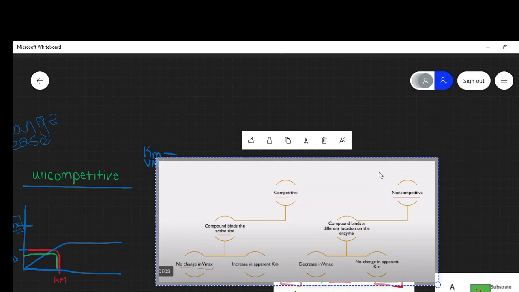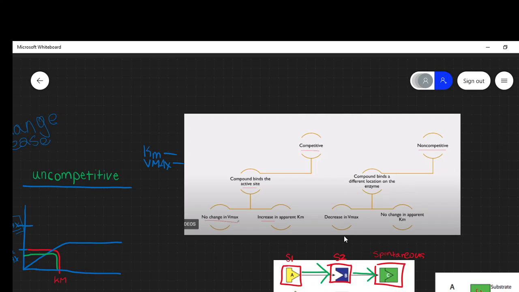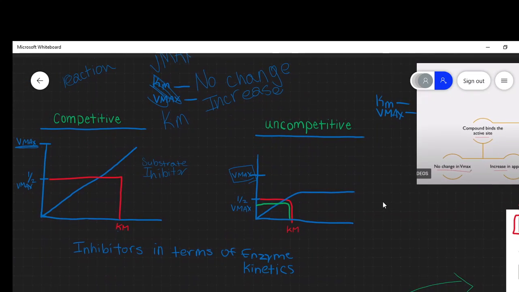But if you have non-competitive, where they're binding at different places, right, then there's a decrease in Vmax, because a lot of the times the reaction will occur, but it'll stop before it can reach Vmax, or before it can reach a certain point, because the inhibitor binds and stops it. But there's no change in Km because you don't need more substrate. It doesn't matter how much substrate you have. An inhibitor can bond at any time. So there's no benefit of having more substrate, right?